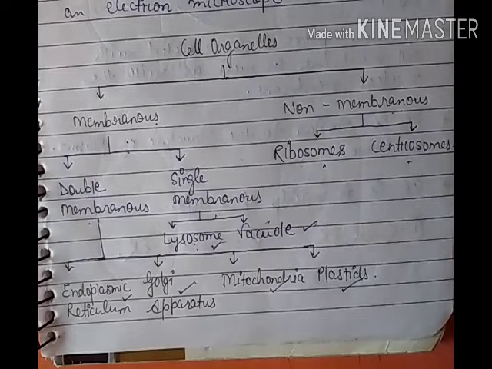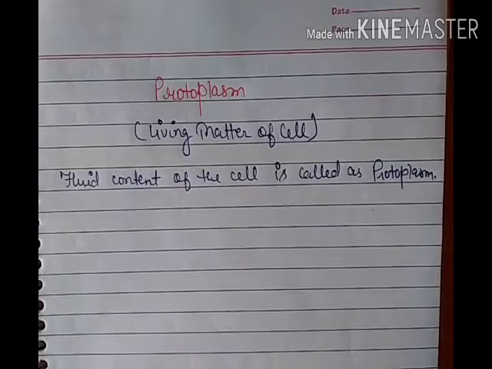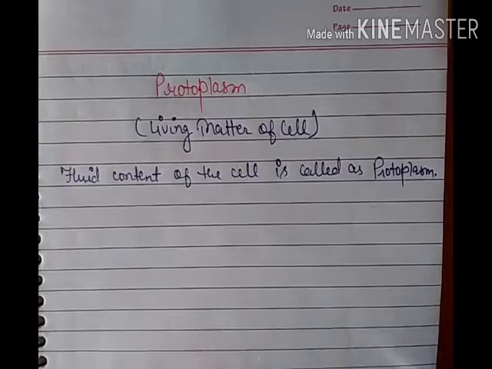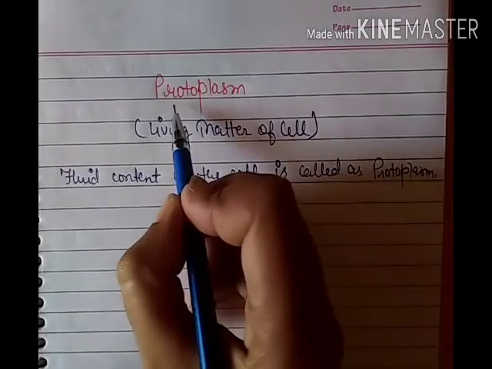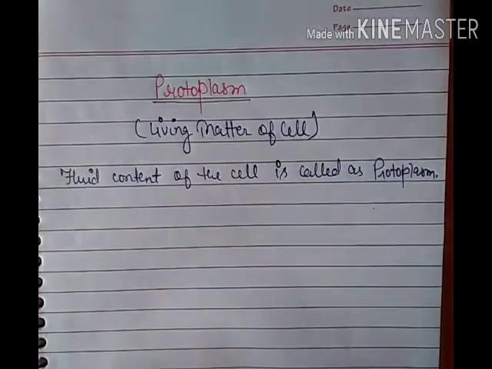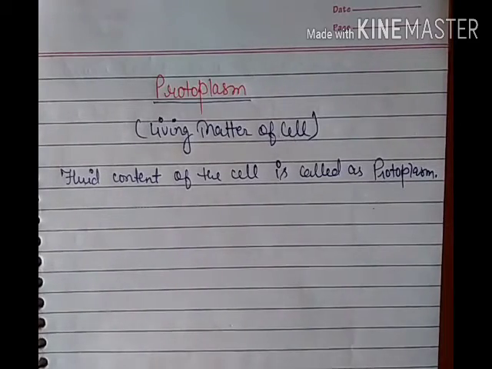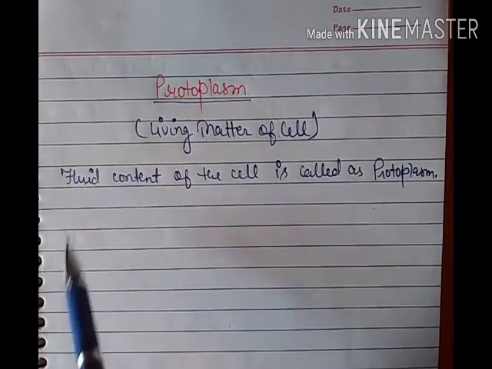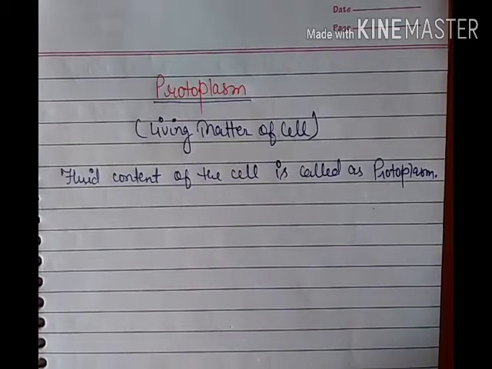Now these organelles are found in the cytoplasm of the cell. You have to study these cell organelles in detail, like what their functions and structures are. Now there is a term, protoplasm. What is protoplasm? Protoplasm is the living matter of the cell, or you can say the fluid content of the cell is called protoplasm.